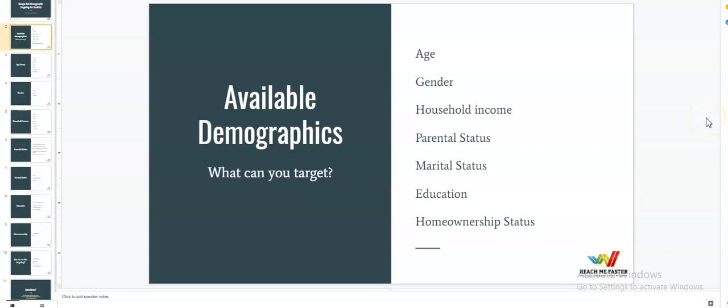So here it is. What can you actually target, or what can you optimize for? There is age, or specifically age groups, then gender, then household income, parental status, marital status, education level, and then home ownership status as well. Obviously, not all of these are recommended for every advertiser. You just have to look into your advertising goals and then determine which one of these demographics would be most suitable for you to optimize, for you to target.